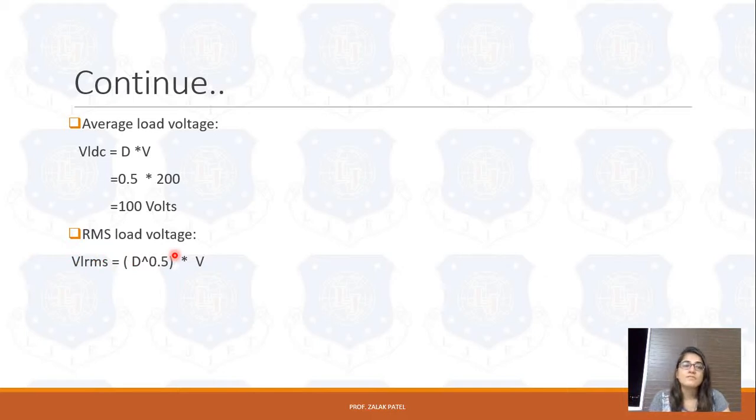Now the duty cycle we have already found out. So if you put in the values, the answer will be 140 volt. So this is how you can find out the load voltage and RMS voltage if you have the value of the operating frequency and the on time. So this is how you can do it.